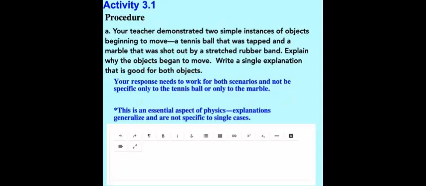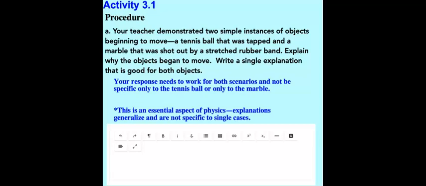So in the video, you saw these two things moving. The tennis ball was tapped by my hand, and the marble was made to move by the rubber band. It says your teacher demonstrated two simple instances of objects beginning to move: a tennis ball that was tapped and a marble that was shot out by a stretched rubber band. Explain why the objects begin to move. Write a single explanation that is good for both objects.